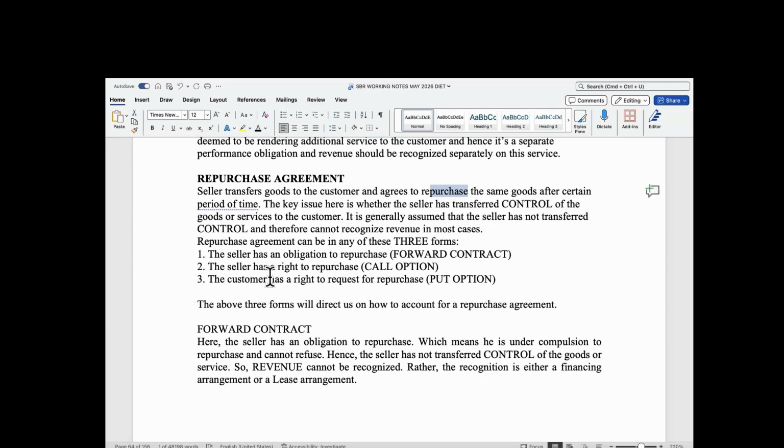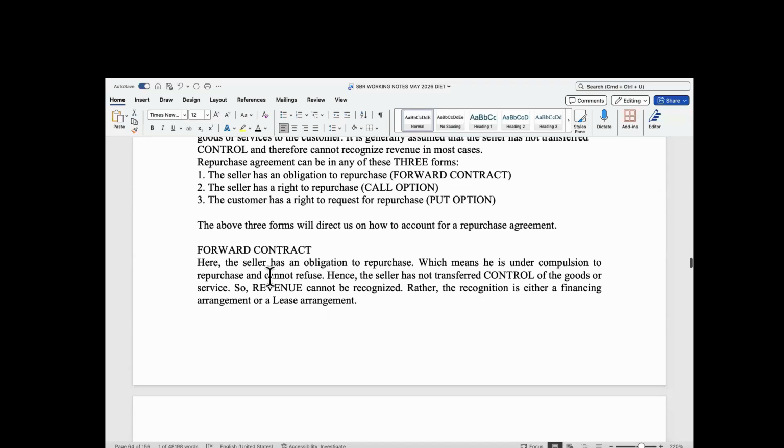Then finally is looking at it from the customer perspective, where the customer has a right to request for repurchase. We call that a put option. So they could give you scenarios in the exam around this. Now, how do we treat each of these? I started with the forward contract last week. I told you that here, the seller has an obligation, that is, under compulsion to repurchase, and he cannot refuse. So in this case, it means the seller has not transferred control of the goods or service. So revenue cannot be recognized. Rather, what he recognizes is either a financing arrangement or a lease arrangement.